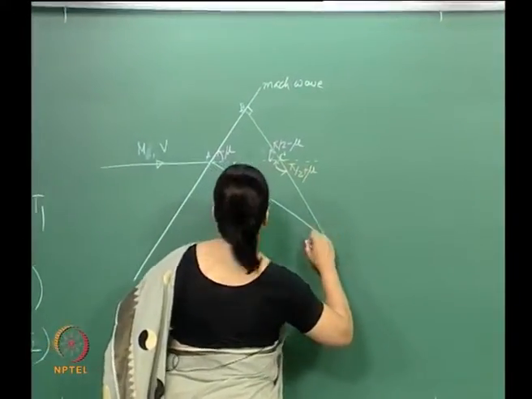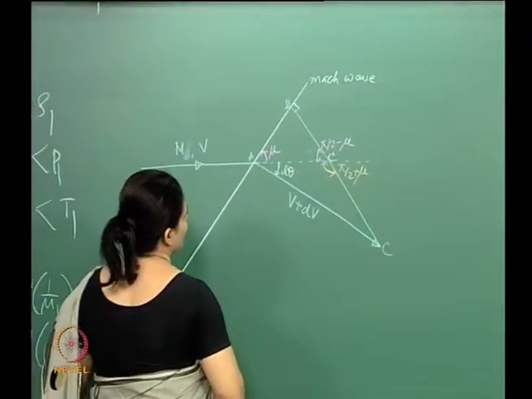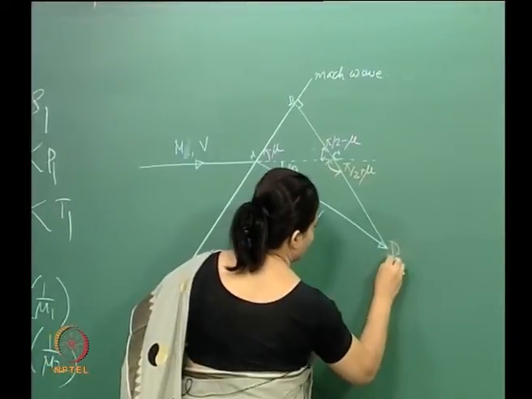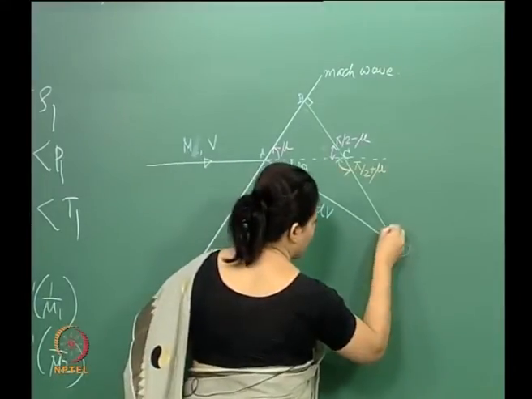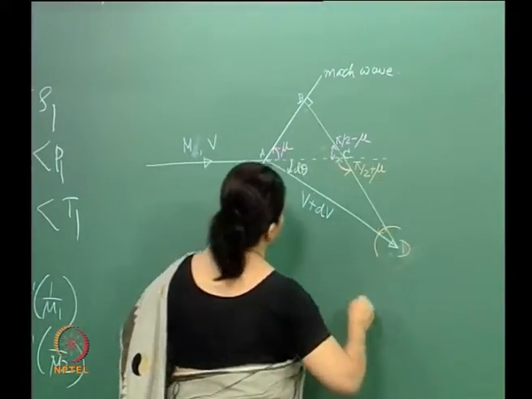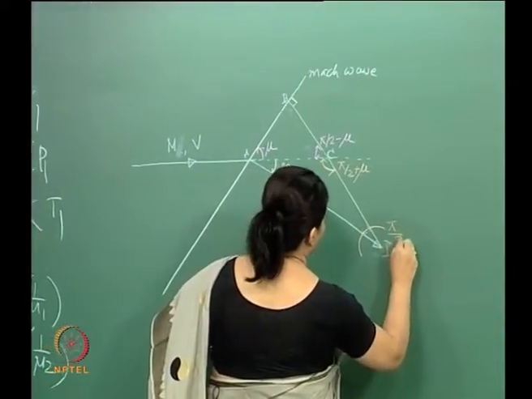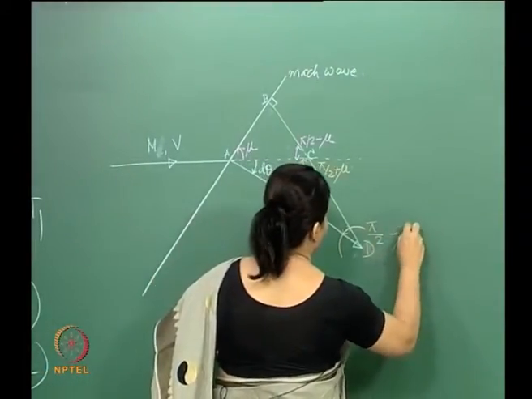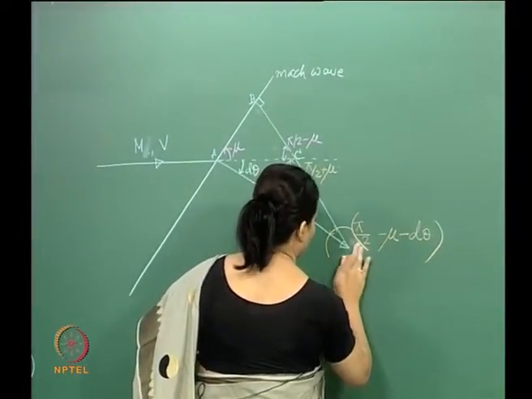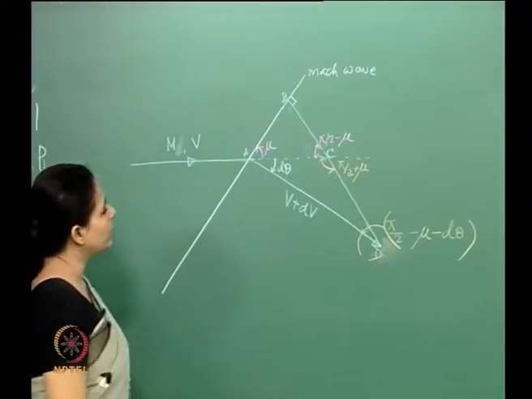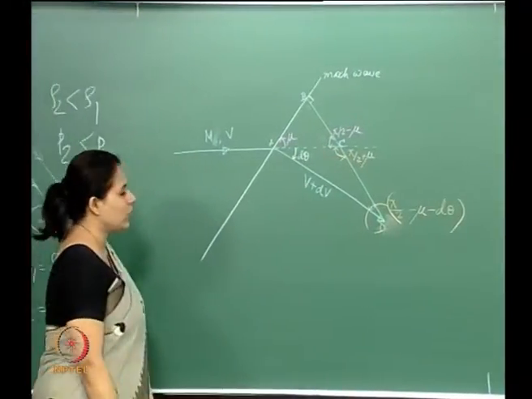What is this? So now let us consider this point as C. Sorry, let's consider that as D. So if we consider the triangle ABD, then this angle turns out to be pi by 2 minus nu, minus d theta, right. This is just simple from this geometry.